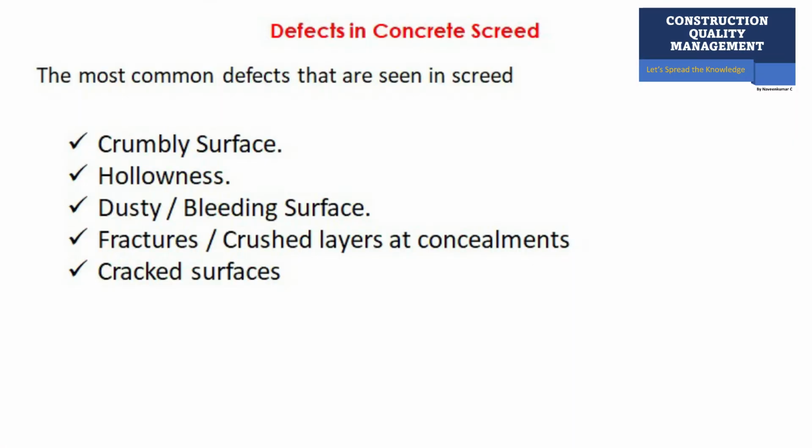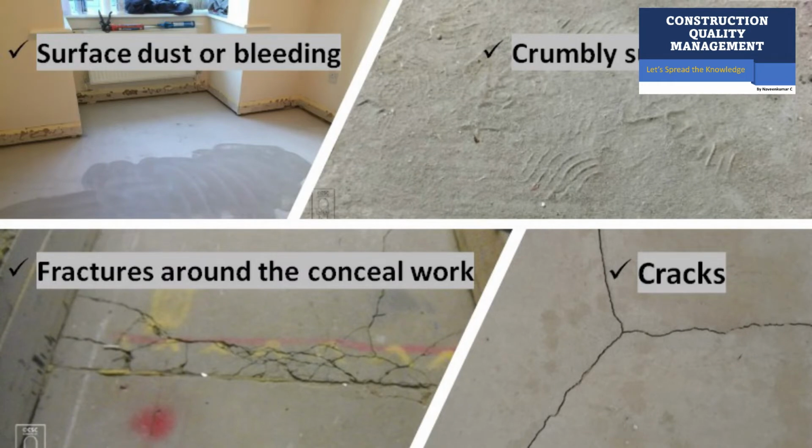Do we face defects in the screeds? Yes. What are the defects of the screeds? Crumbly surface, hollowness, dusty or bleeding surface, fractures, crushed layers, or cracked, haphazard cracks you might have seen, and debonding at the edges, crushed layers especially at concealments, where you conceal with something and it could not sustain the load, it was not having proper strength to absorb that, it will crush. So those are all the damages, defects we see.